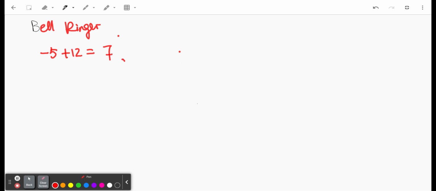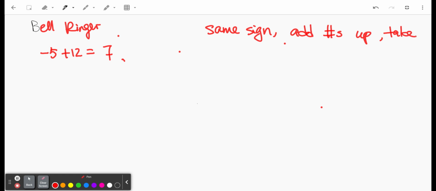Remember I gave you the list of how you calculate the integers, positive and negative? Let me summarize that again. Maybe you should write it down again if you get the answer wrong. So when you have integer addition and subtraction, you have to differentiate the positive and negative sign. So when you have the same sign, you add the numbers up, then take the sign.